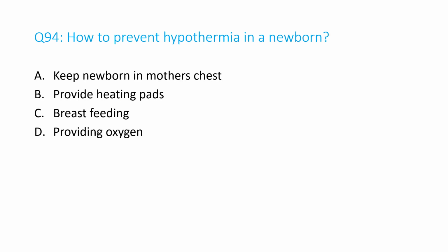And the answer is number 94. How to prevent hypothermia in a newborn? A. Keep newborn on mother's chest. B. Provide heating pads. C. Breastfeeding. D. Providing oxygen.